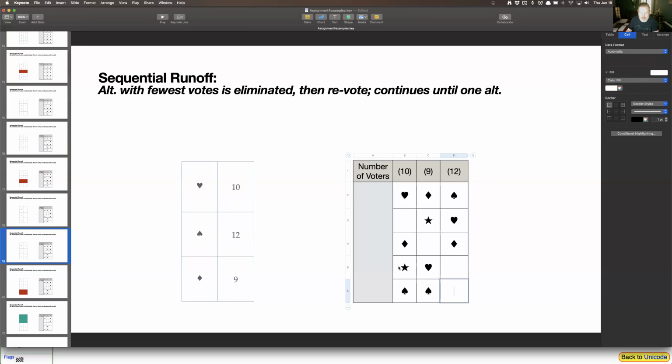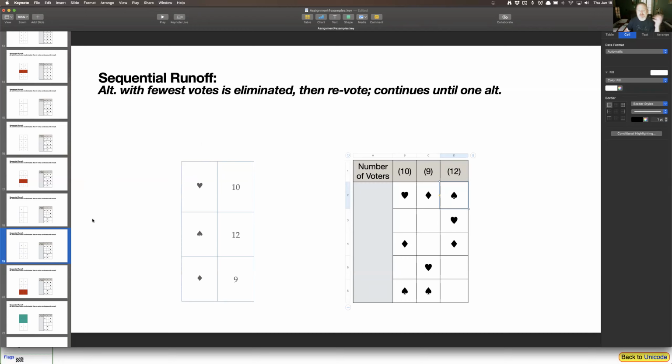Get rid of stars now. So these 10 vote for hearts. These 9 still vote for diamonds. Need that star out of here. And these 12 still vote for spades. So notice no one's top choice has been dropped yet, so we're still getting the same vote totals, right?